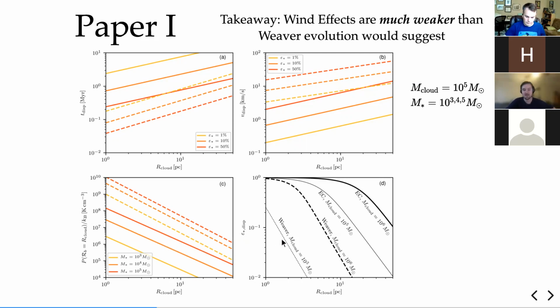And finally, what I'm showing here is a very back of the envelope calculation of what the star formation efficiency needed to disperse the cloud is, given a Weaver solution or the sufficiently cooled solution. The main takeaway, again, is that if winds are efficiently cooled, you need a lot more stars in order to disperse the cloud than you would in the Weaver solution.